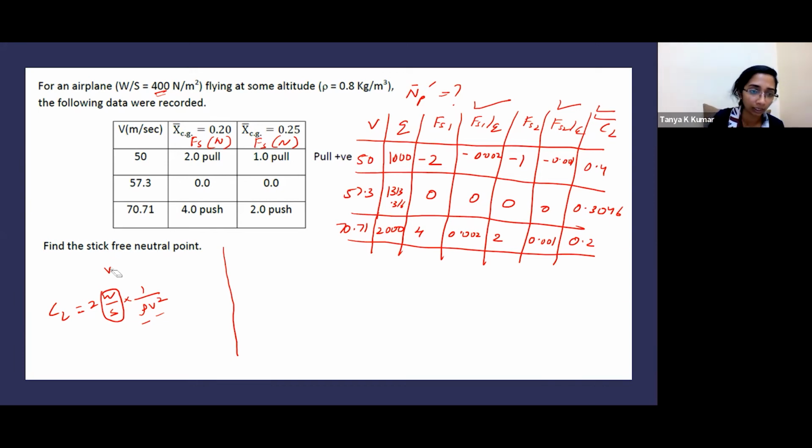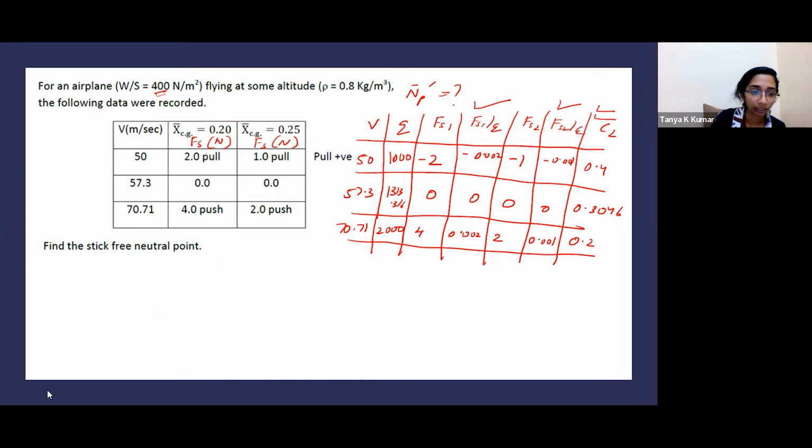You remember the last topic that Sir took, right? Experimentally, how do we determine the neutral point, stick fixed, stick free, maneuvering point? That's what we're doing now. So experimental values for different CG locations and different velocities are given to you. What we need to do is plot Fs by Q for the 2 CG locations and then take their slope and plot them with respect to CG.